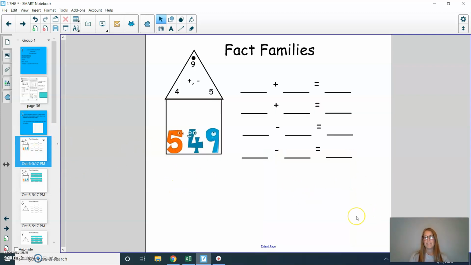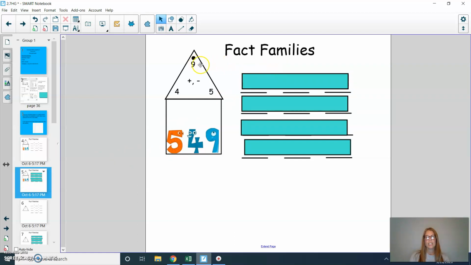We're going to take a look at some fact family triangles today. So I have the triangle with a 9, a 4, and a 5. Can you tell me 2 addition problems and 2 subtraction problems that would go along with those 3 numbers? Try writing them on your whiteboard and then press play when you're ready to hear my answers.